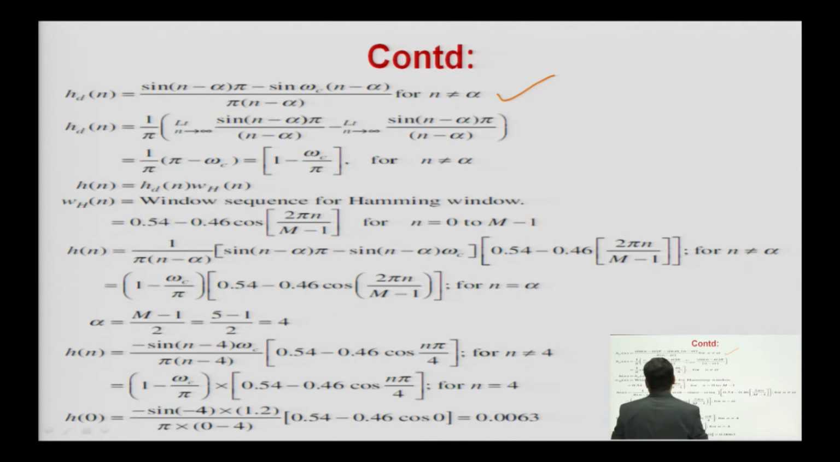Now you have to find the value here. hd[n] is equal to 1 upon pi, and you have to put a limit here, n tends to alpha. You can easily use the L'Hospital rule here, because if you put n is equal to alpha, then it will not exist. That is why you are taking the limit and applying the L'Hospital rule for both the terms. If you apply this, then you will get this value. So, this will be the value whenever n is not equal to alpha.